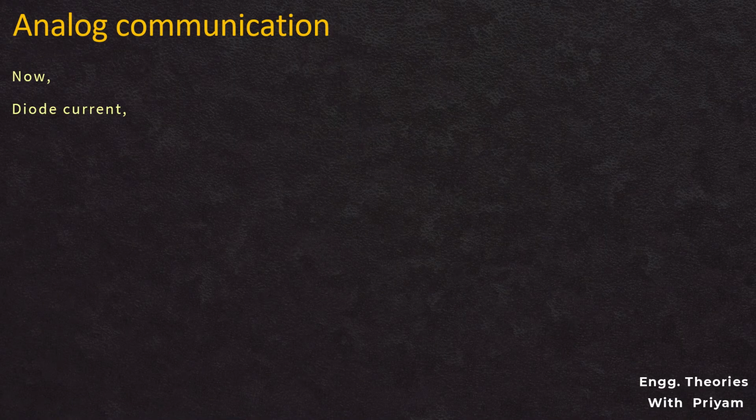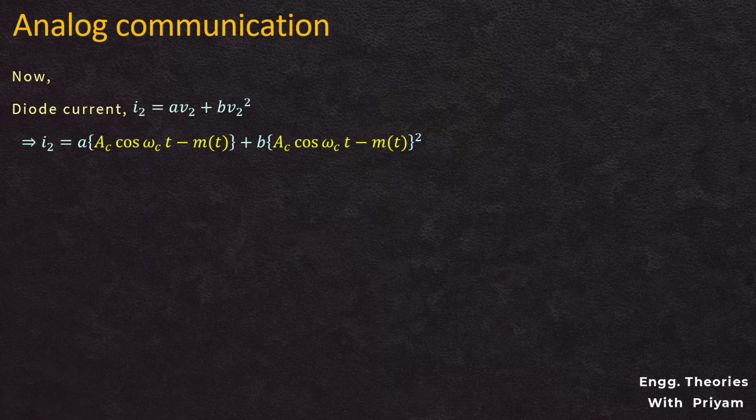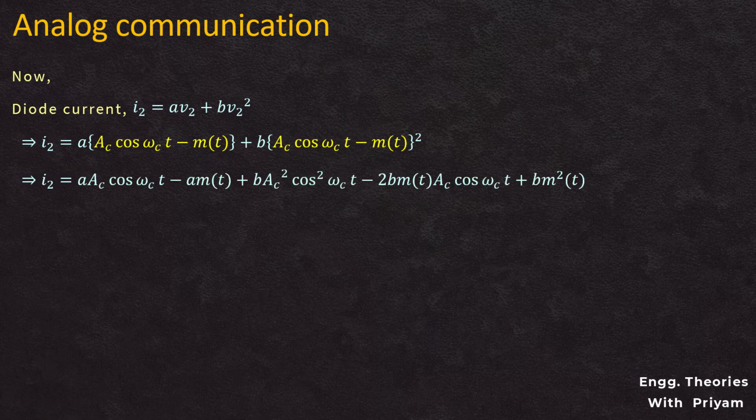Now, the current that flows through the diode D2 also follows the nonlinear characteristics of the diode, so I2 is equal to A into V2 plus B into V2 square. If we put the value of V2 as Ac cos omega c t minus m(t) from equation number 2 in the equation of I2, then I2 is equal to A into Ac cos omega c t minus m(t) plus B into Ac cos omega c t minus m(t) whole square. By simplification, I2 can be written as A into Ac cos omega c t minus A into m(t) plus B into Ac square cos square omega c t minus 2 into B into m(t) Ac cos omega c t plus B into m square(t). Identify this equation as equation number 4.